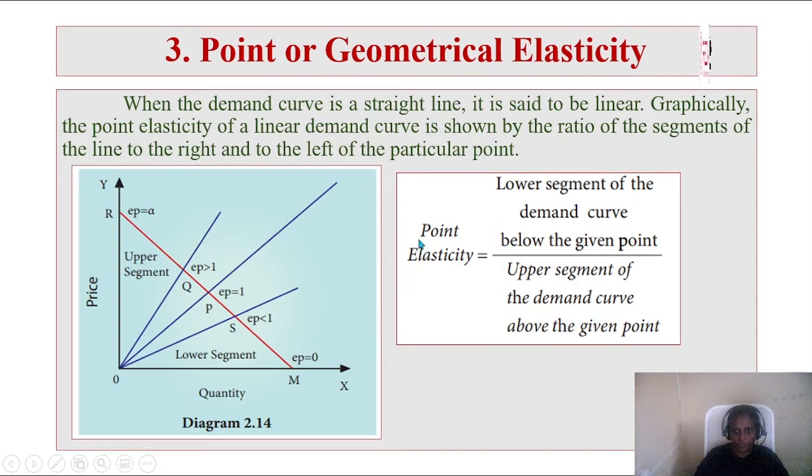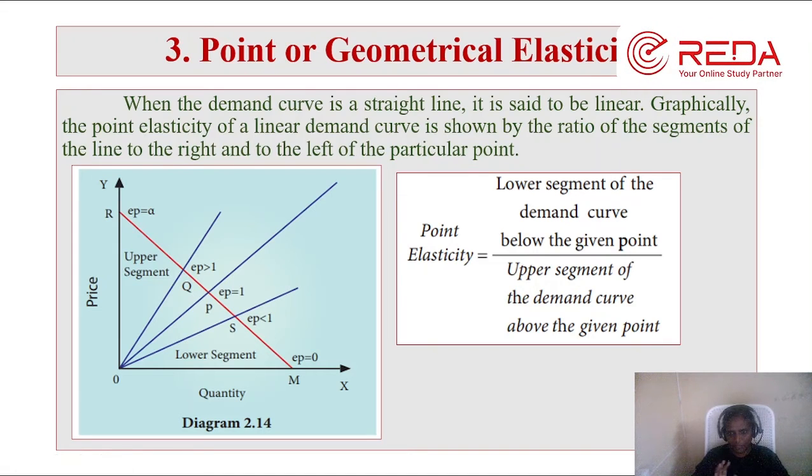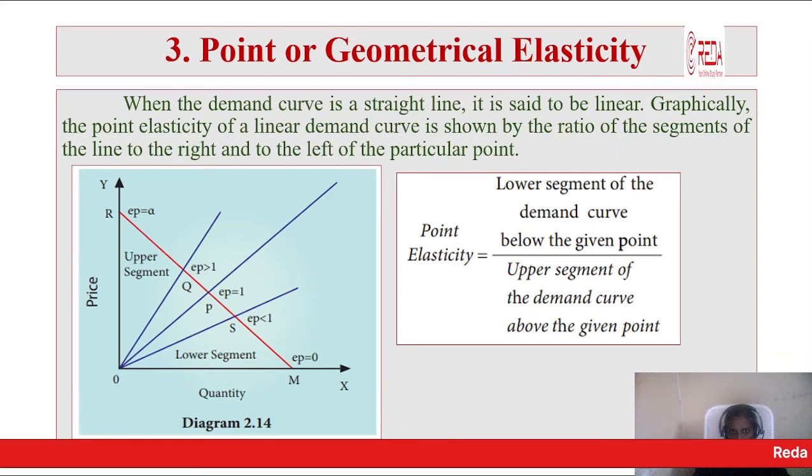So it can be written in this form: point elasticity is equal to the lower segment of the demand curve below the given point, divided by the upper segment of the demand curve above the given point. This is how we write the definition and explain it with the help of the diagram.